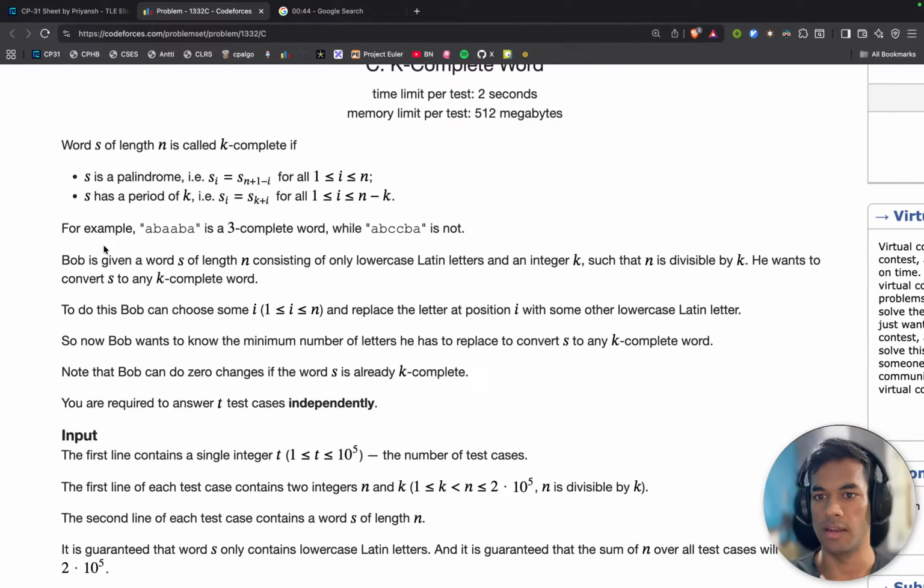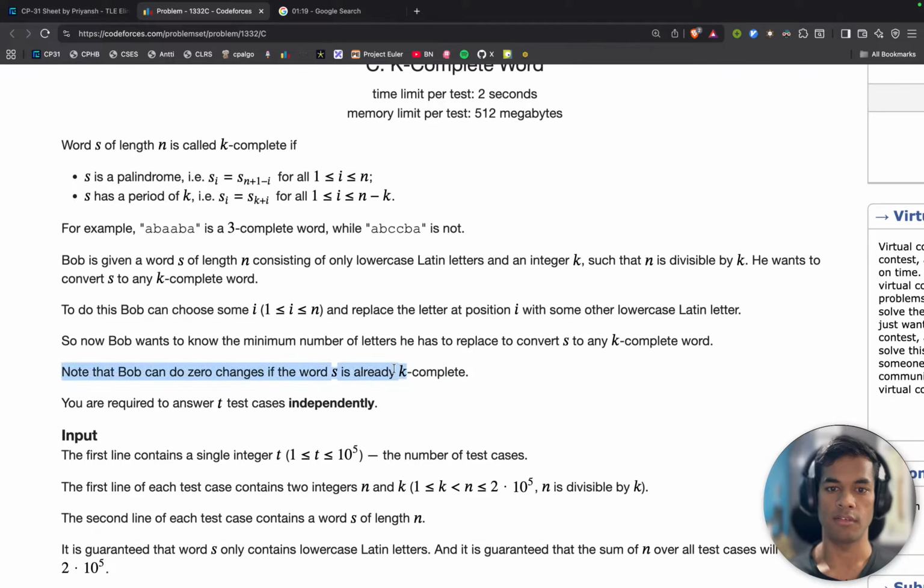Bob is given a word S of length n, consisting only of lowercase Latin letters, and an integer k, so that n is divisible by k. He wants to convert S to any k-complete word. To do this, Bob can choose some i's and replace the letter at the ith position with some other lowercase Latin letter. Bob wants to know the minimum number of letters he has to replace to convert S to any k-complete word. Note that Bob can do 0 changes if the word S is already k-complete.